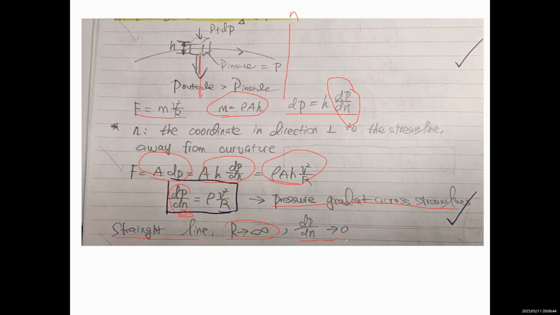So we can conclude that if a streamline is curved, there must be a pressure gradient across the streamline, with the pressure increasing in the direction away from the center of curvature. You can see here is a curved streamline, and there's always a pressure gradient in the direction away from the center of curvature. This is a very important rule, and you should keep it in mind.